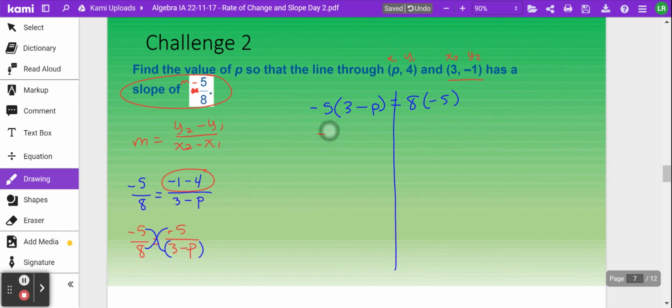Distribute first. It's -15 plus 5p. 8 times -5 is -40. And this is the equation that we solved then. So add 15 to both sides. I get 5p equals -25. Divide by 5. And p is -5. So that number, the p, has to be -5 in order for us to get that slope as our answer.